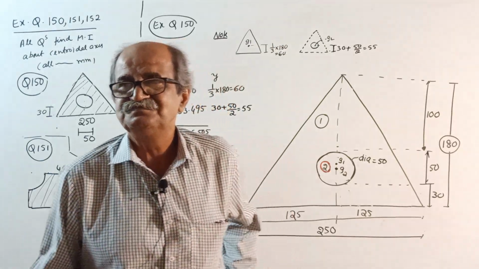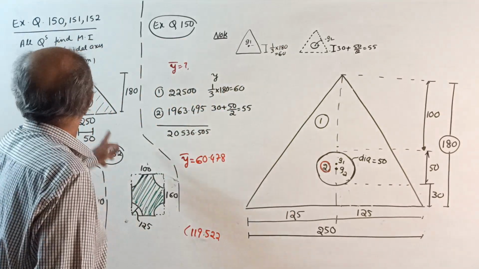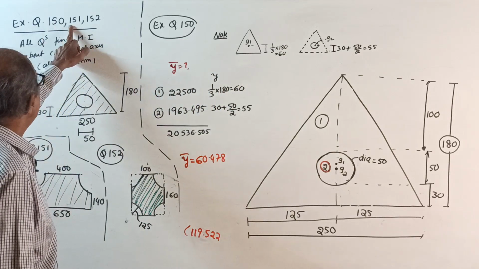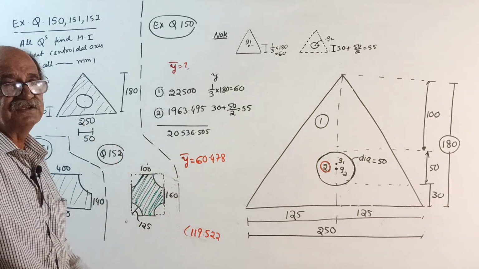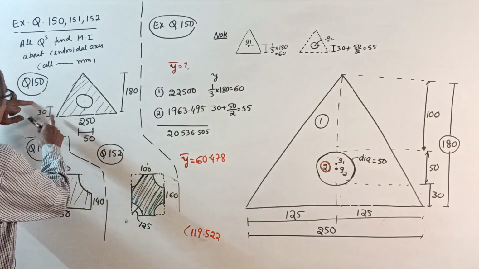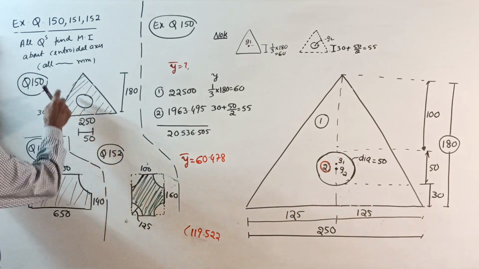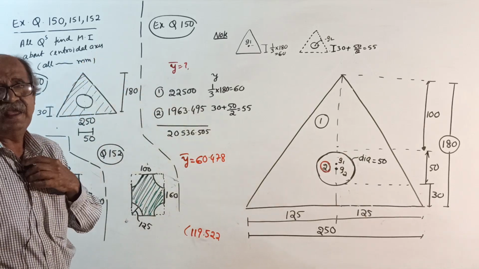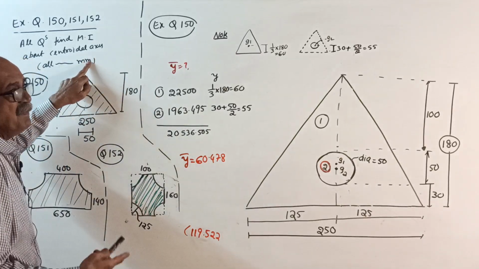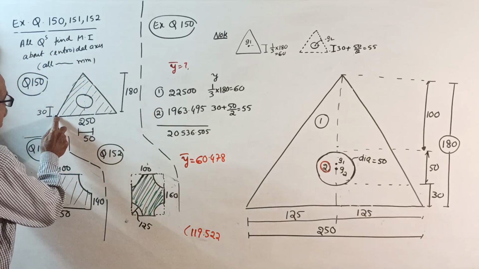Welcome to all. Today I will do 3 questions, 150, 151, 152, all exercise questions, small questions. I will tell question 150. As usual, all the questions, find I about xx and I about yy. Dimensions in millimeter, usual. This is a triangle.